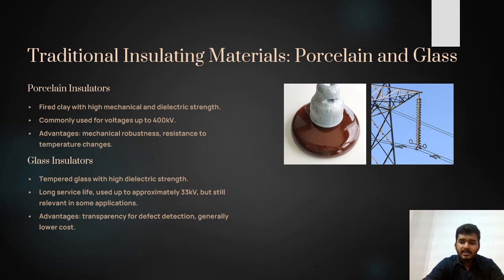And glass insulators: tempered glass with high dielectric strength. Dielectric means the field strength between the transmission lines, the aluminum conductors. Long service life, used up to approximately 33 kV, but still relevant to some applications. Not exactly up to 33 kV, but still an approximate value. Advantages: transparency and generally lower cost. It is transparent, so leakage current can be easily detected with detectors and machines. So, on the right side we can see the picture of this traditional insulating material. It is a glass finish insulator, porcelain glass.